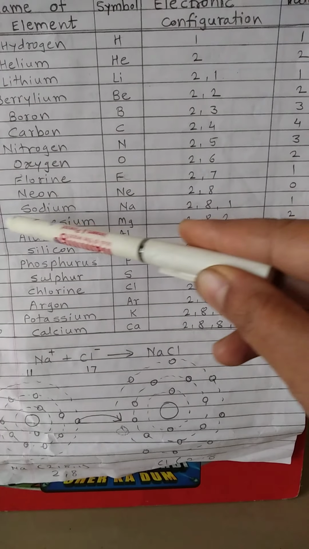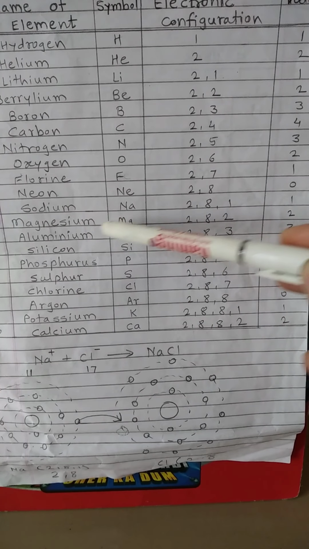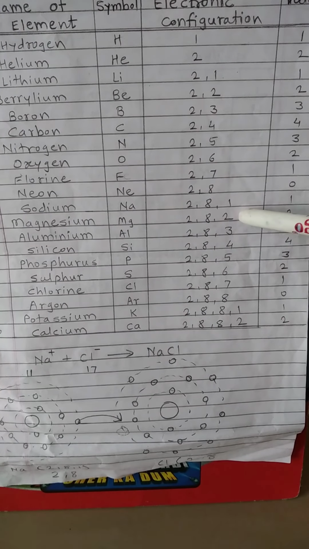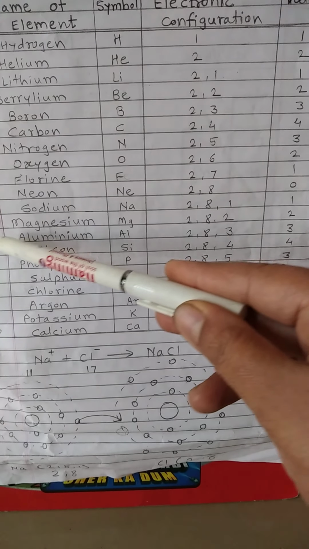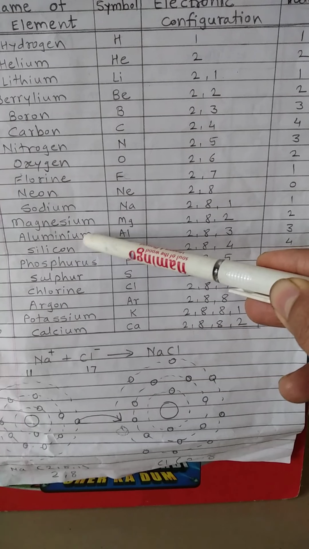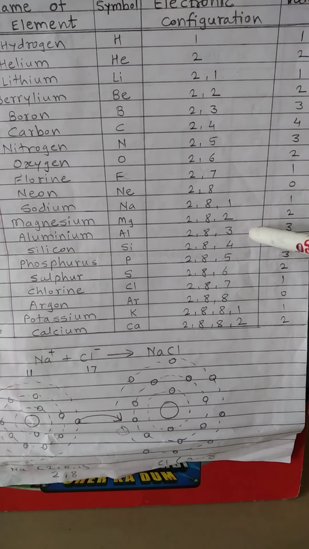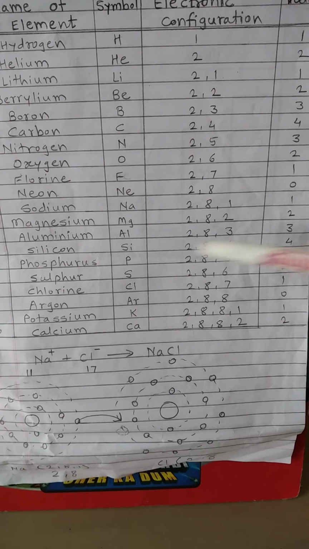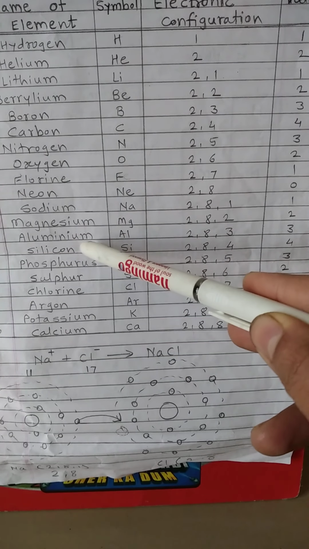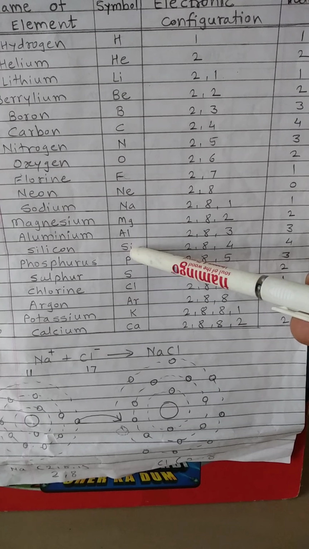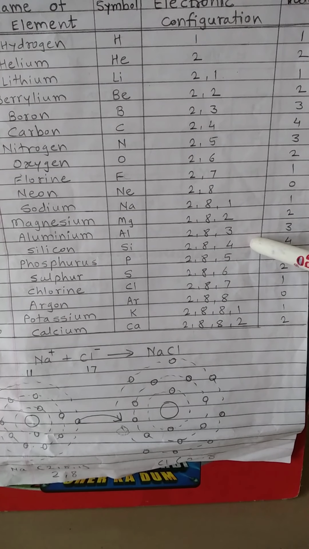Then atomic number 12, magnesium, symbol Mg, electronic configuration 2 8 2, valency 2. 13 number aluminium, symbol Al, electronic configuration 2 8 3, valency is 3. Then number 14 silicon, symbol Si, electronic configuration 2 8 4 and valency is 4.